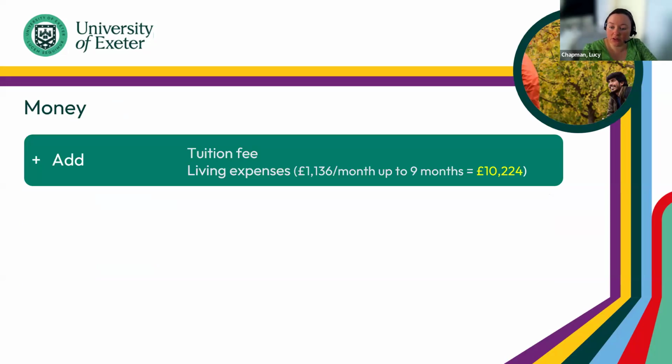To calculate your individual total, take your tuition fees from your offer letter and add your living expenses. These are set at a minimum of £1,136 per month for the length of your course up to 9 months. So for students coming to Exeter for a degree, this will be £10,224.